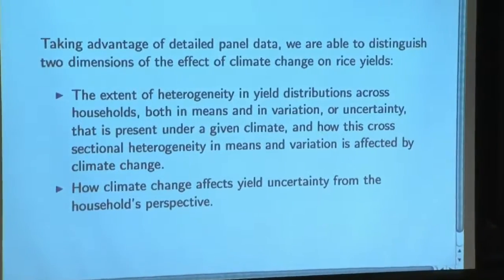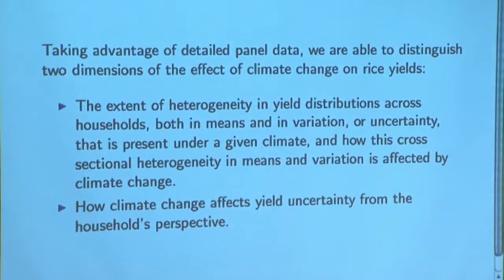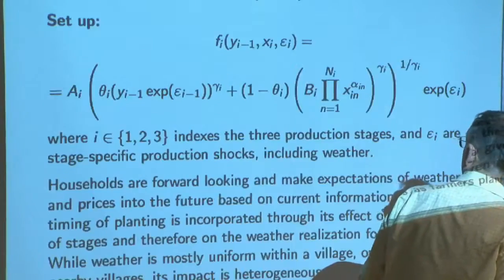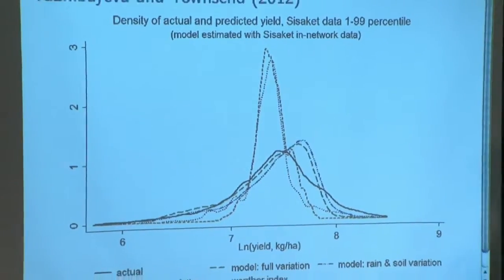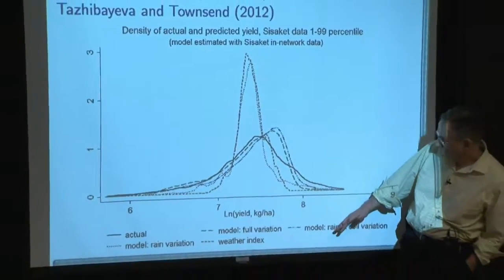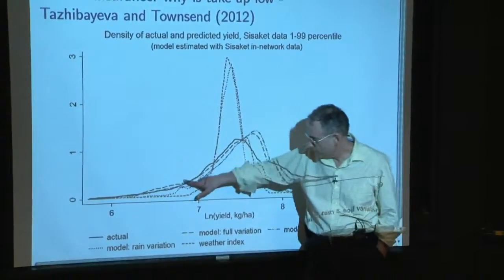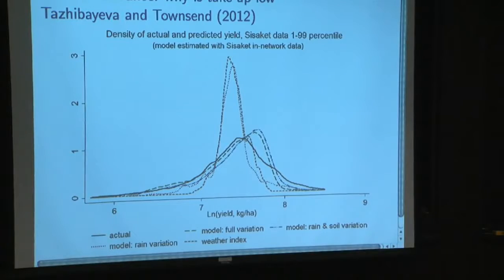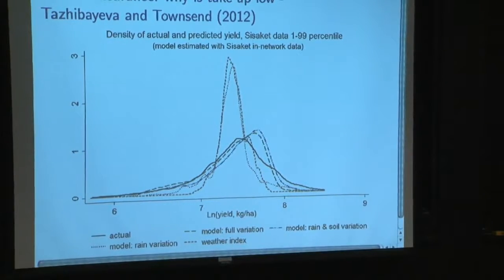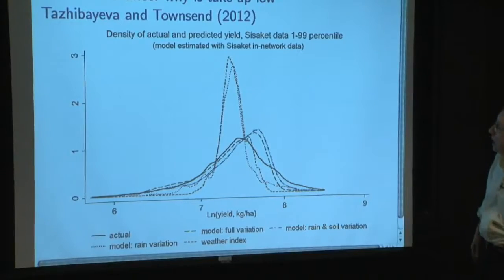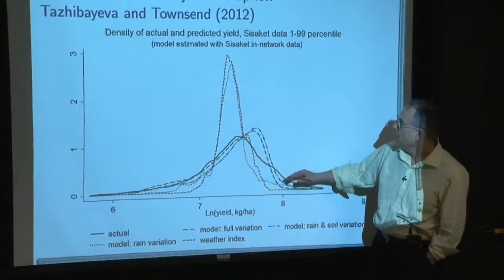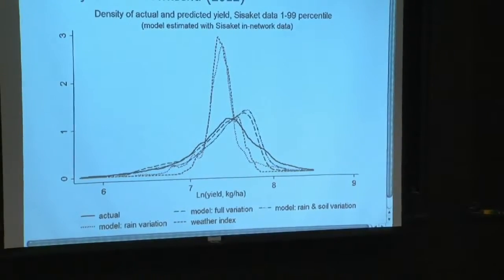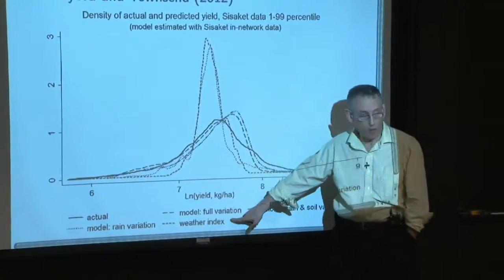We can look at the effect of rainfall on rice production, and we can actually do something with climate change. Let me show you this thing. So this black thing here is the distribution of actual yields across households. And actually, it's households and time. This peak thing is just using a weather index.